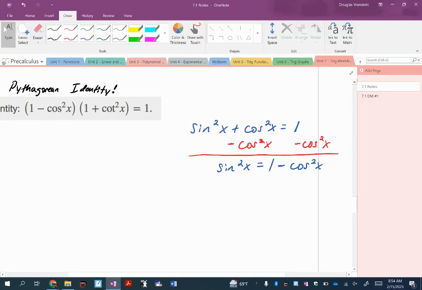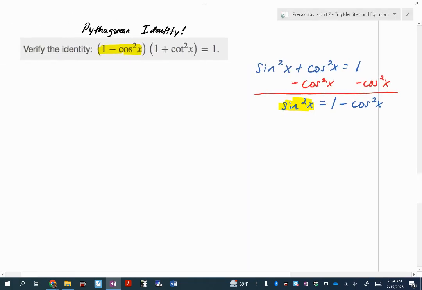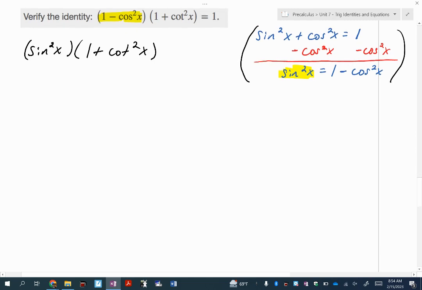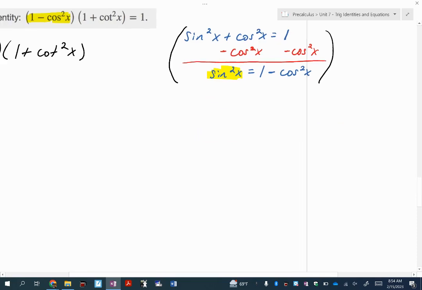So I'm going to go ahead and do a little work here. 1 minus cosine squared x is the same as sine squared of x. So let's go ahead and replace 1 minus cosine squared x with sine squared of x. Now I'm going to go ahead and keep the 1 plus cotangent squared x for now, but all of this work that I did was to replace that first term. All right, so now let's do the same thing for 1 plus cotangent squared x.